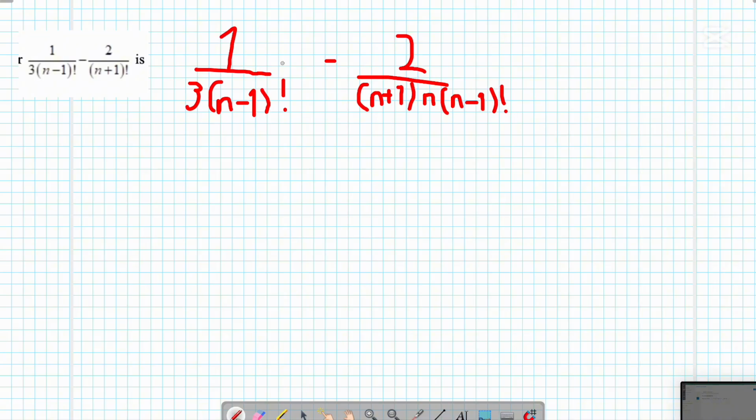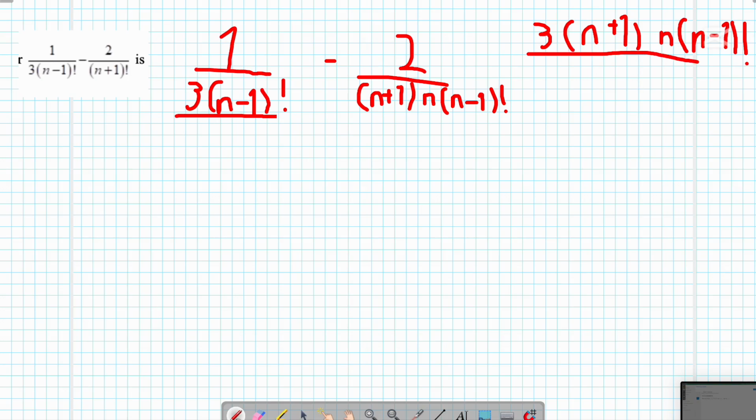And now we need to make it a common denominator, right? So the common denominator would be 3 times (n plus 1) times n times (n minus 1) factorial. This will be the common denominator. So how do we go from this to this? We're going to multiply by n plus 1 times n in the numerator and the denominator.